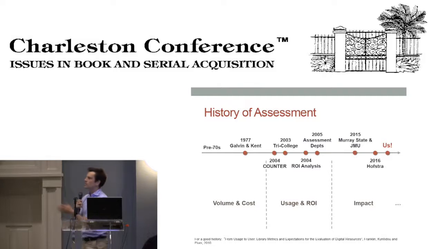As soon as we got into this era where we could start to actually track usage, we entered a new era, which was really around usage and ROI. It really started in 2003. There was a really interesting study with the tri-colleges in Pennsylvania, Bryn Mawr, Swarthmore and Haverford. They looked at the last 10 years of circulation out of their library and found that 75% of all items in their library had not been touched.